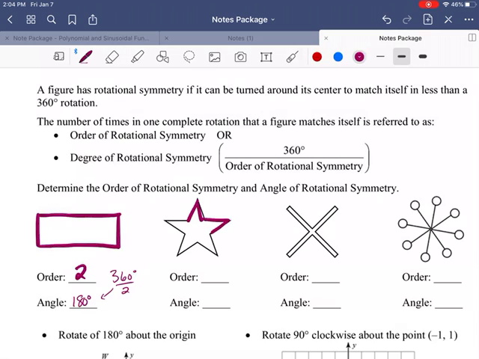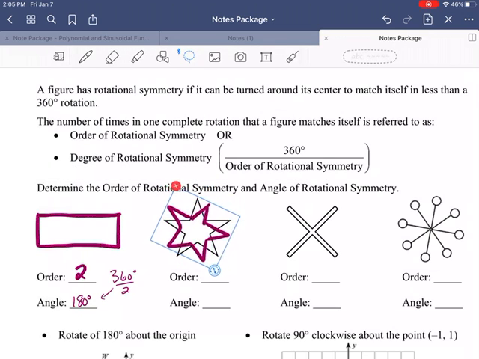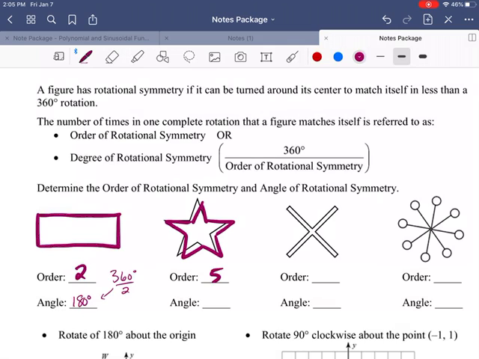Now, again, I can show you with this trick. It's not perfect, but move it a little bit. That's going to look the same. I didn't trace it very well. That looks the same. That looks the same. That looks the same. And then we're back to the original. So how many times did it look the same? Well, that's 5. And then 360 divided by 5 gives us 72 degrees, is its angle of rotation.